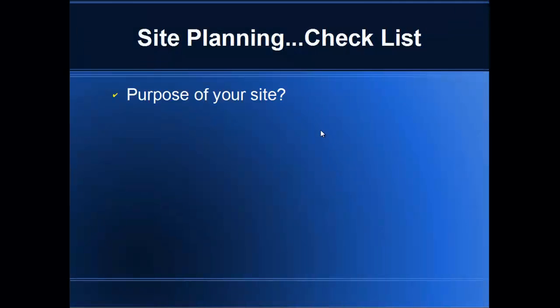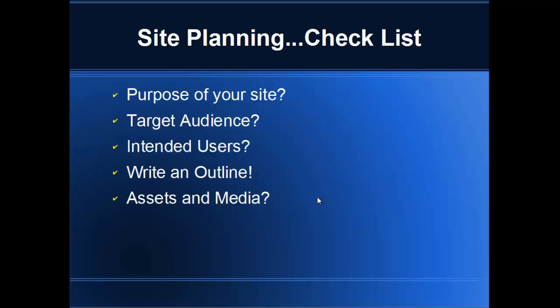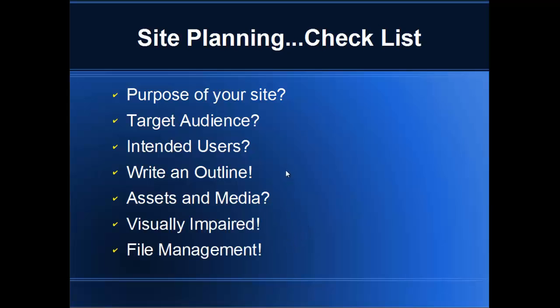Site planning. Let's go over our checklist. The purpose of our site, our target audience, who are the intended users. We must write an outline for that site. What are the assets and media? Are they visually impaired people? And what about file management? Let's go back and check out that outline.